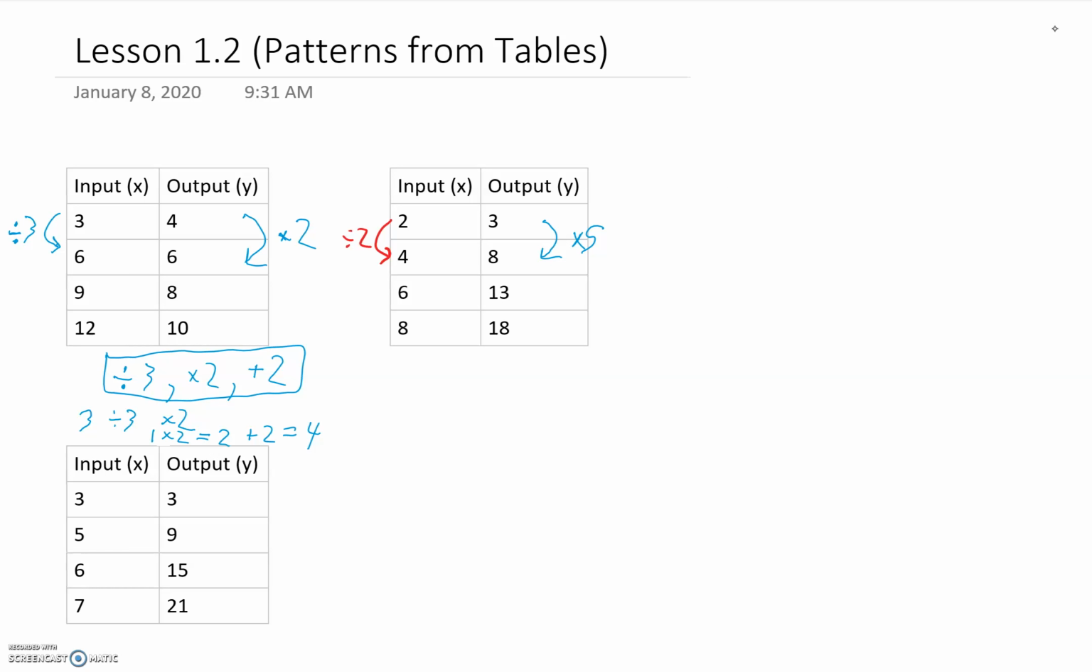Now we try it out with an actual input. So 2 divided by 2 times 5. 2 divided by 2 is 1, times 5 equals 5, which is definitely not the output. So what do we need to do still? Well, we need another operation, plus or minus. We need to get to 3, so we need to minus 2 to get to 3. So our three operations are divided by 2, times 5, and minus 2.